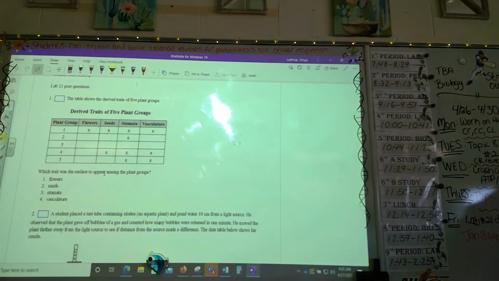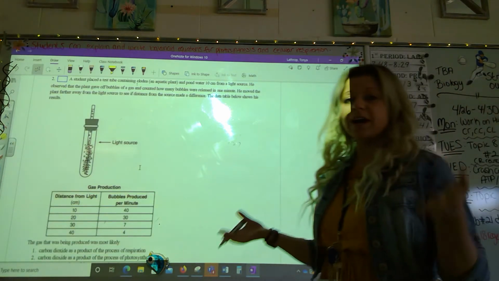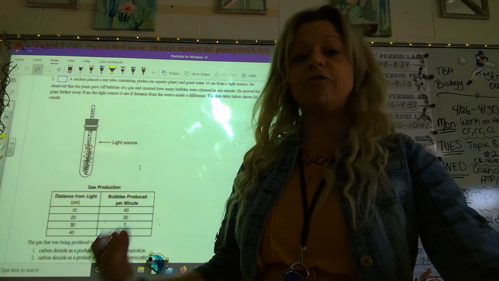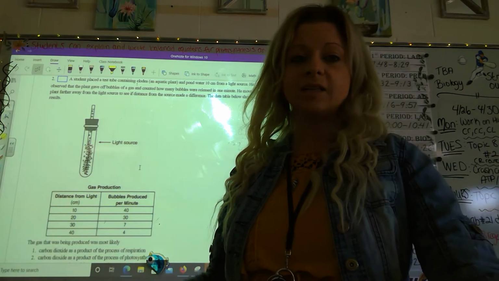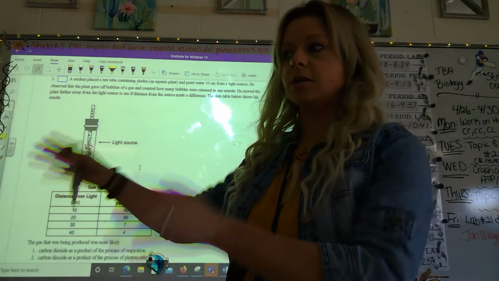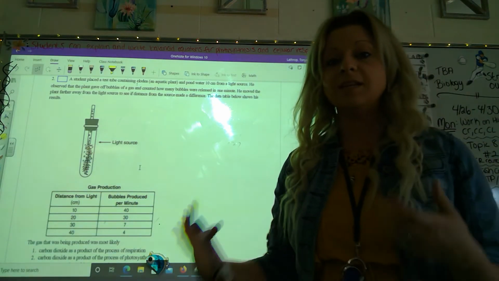Number 2, a student placed a test tube containing Elodea. I used to be able to buy Elodea at the fish store. I could even get it off Amazon. It is considered invasive, so now we're not allowed to purchase it or sell it, because if people took their tanks and dumped it in the waterways, it could spread and displace native species.